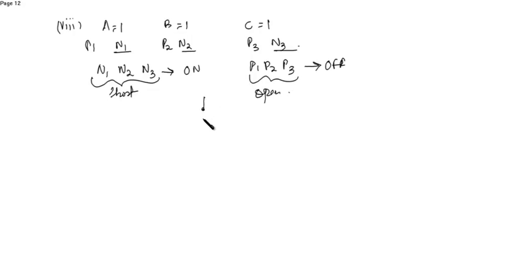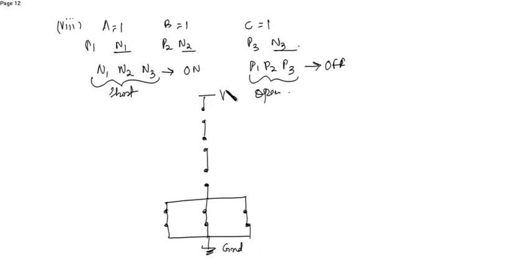So this is the condition of P1, this is the condition of P2, condition of P3. So now this is N1, N2, N3. Ground, VDD. This is Z. 1, 2, 3, 1, 2, 3.